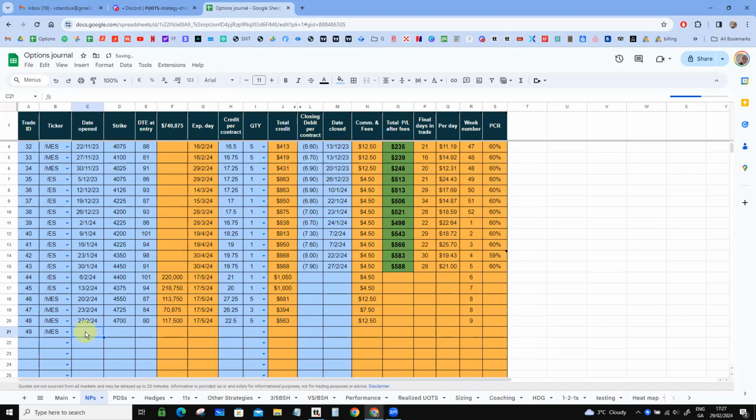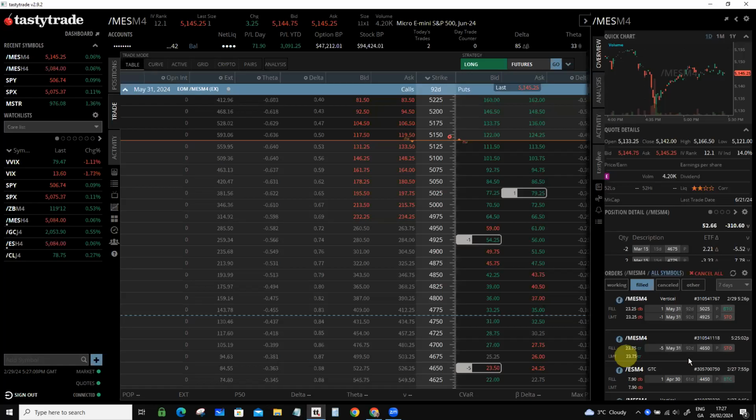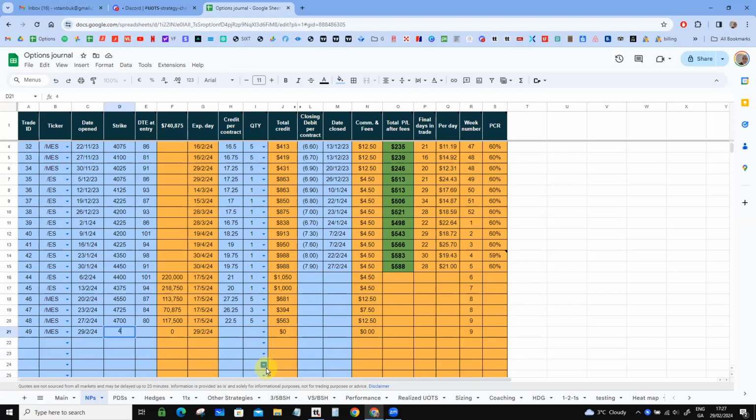And this is today. The strike was, let's just double check, make sure, 4650. And this was in 92 days. And we got 2375 on five of them. So that's a total of 594 is what we collected.